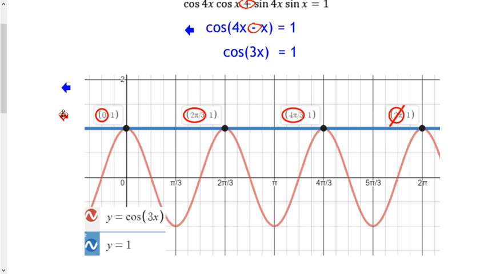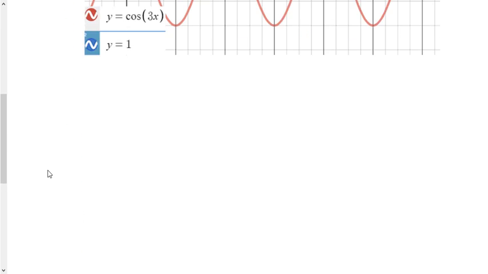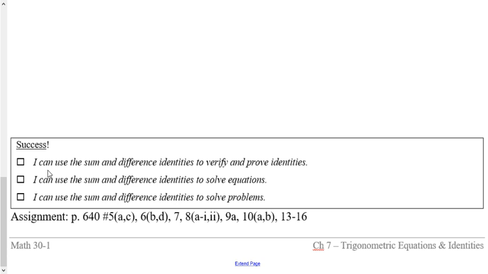And there we go. That finishes off this section 7.5. And we have some practice questions listed at the bottom of the page. So have fun working on those.